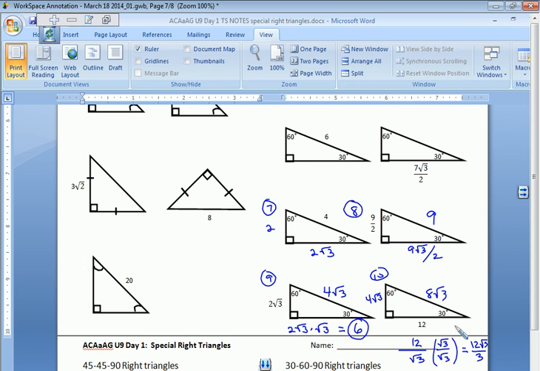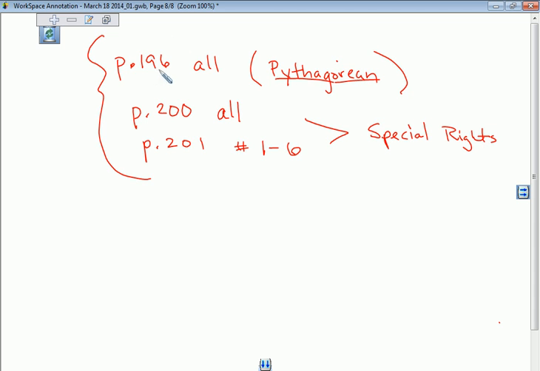Any questions? All right, so these kind of went quickly, didn't they? All right, your homework is out of your workbook. Now, the page 196 is all review of Pythagorean theorem, but that's still important. So, 200 and 201 is where we use our special rights. Now, with Pythagorean theorem, you can use your calculator. With special rights, unless it tells you to give the decimal approximation, I would like you to do it with no calculator, please.